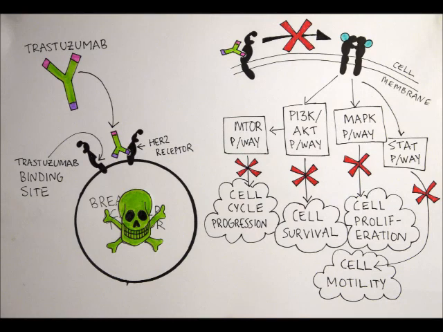This is just one example of how monoclonal antibodies are used to treat disease. However, there are currently 35 other approved monoclonal antibodies and about 250 more in production stages.